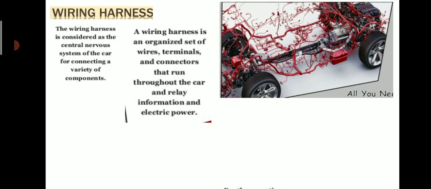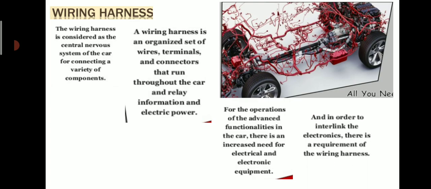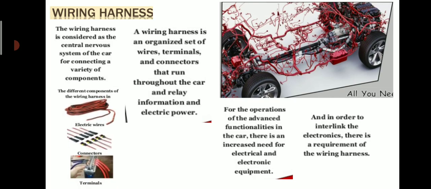and electric power. For the operations of the advanced functionalities in the car, there is an increased need for electrical and electronic equipment. And in order to interlink the electronics, there is a requirement of wire harness. So, the different components of the wiring harness are electric wires, connectors and terminals.